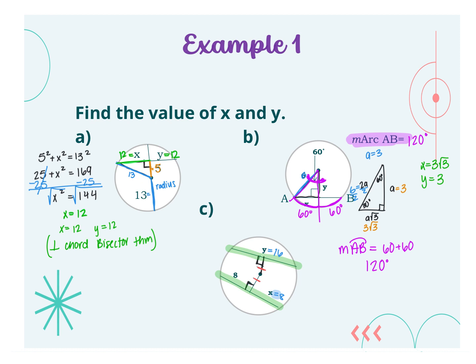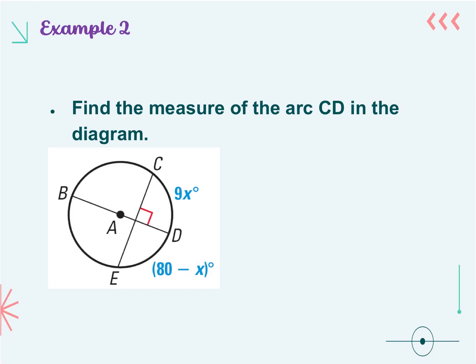All right, second example. Example number 2, find the measure of arc CD in the diagram. So they're asking just for this measure right here. However, looking at it, how would I solve? I need to solve for x first. How would I solve for x? Good. I'm just going to make them equal to each other because they're going to be equal. So I'm going to have 9x equals 80 minus x and solve it algebraically. Add x to both sides. I'm going to get 10x equals 80.